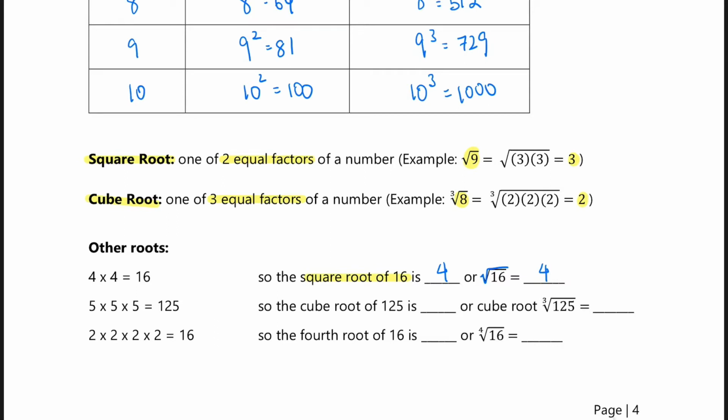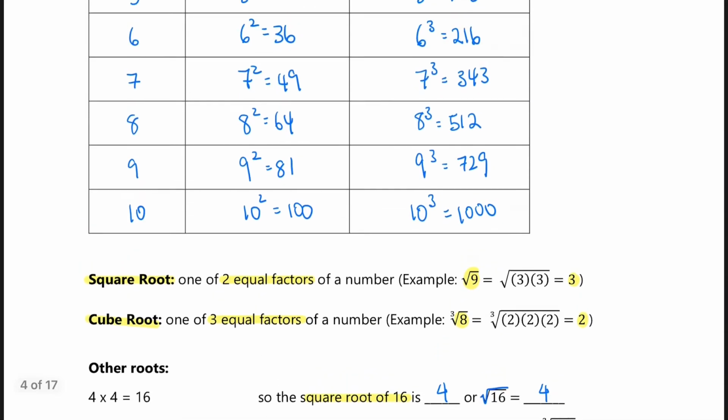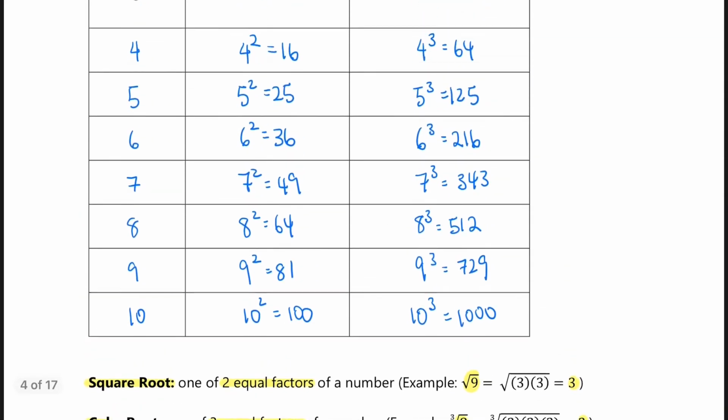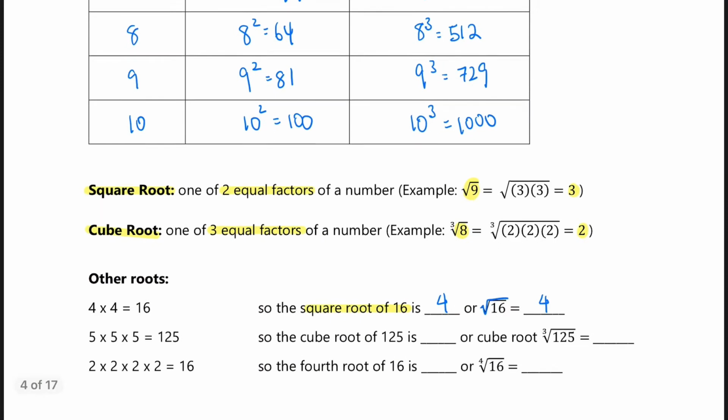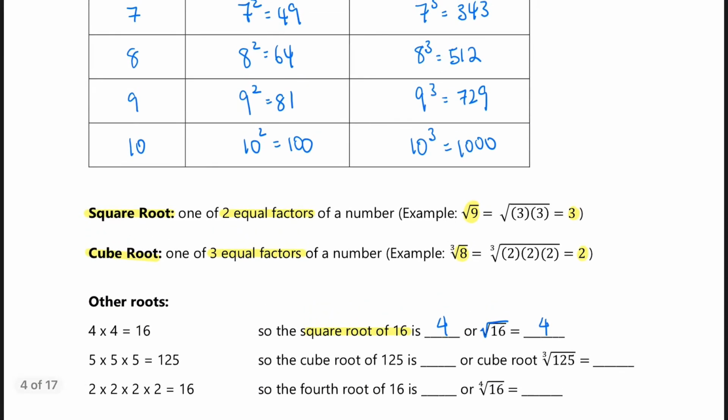Cube root of 125 is, and we can double check up here, cube root of 125 right here is equal to 5. And forget this, there's a typo here. So cube root of 125 equals 5.